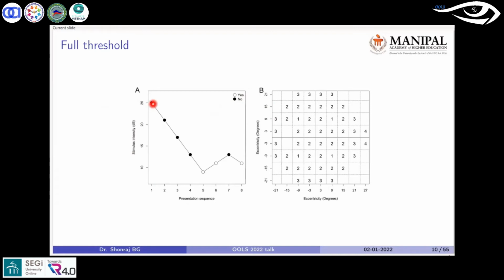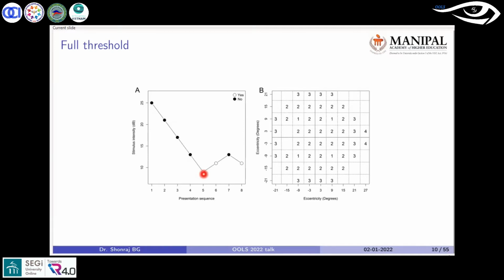Then what do you do? You decrease the stimulus intensity by some fixed step size. In full threshold, you decrease first by 4 decibel and see what the response is. Let's say the patient still said no. Then for the third stimulus presentation, again you decrease by 4 decibel and see the response. Still the patient said no. Again, you decrease by 4 decibel. Still the patient said no. Again you decrease by 4 decibel. Now let's say the patient said yes.